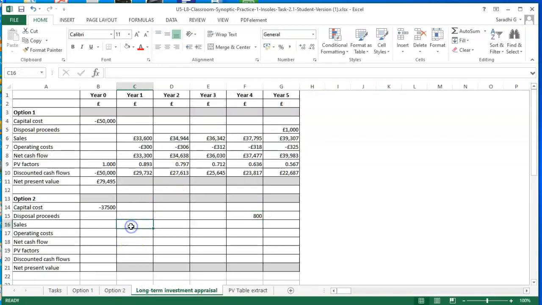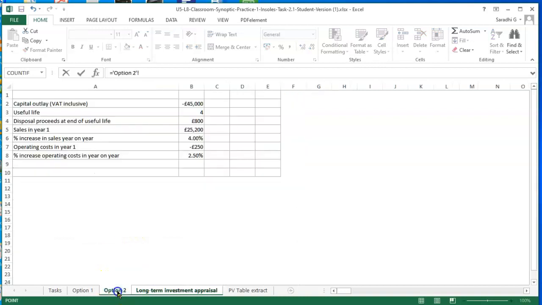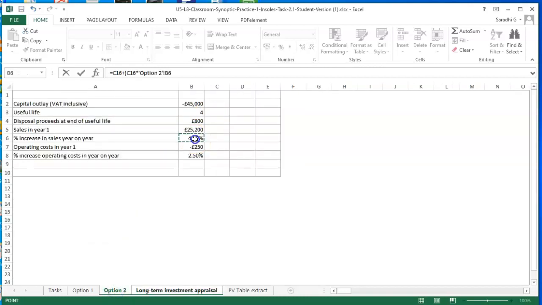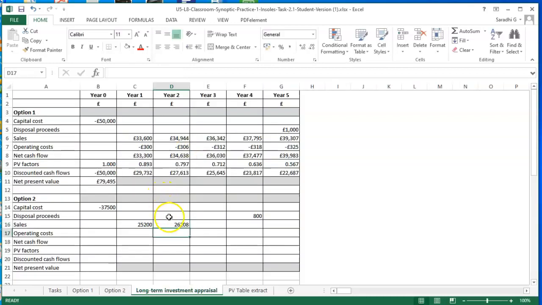Operating sales in the first year is 25,200, and they're increasing by 4% just like before. So equal to 25,200 plus open bracket 25,200 times the increase percentage, which again over here is also 4. Put this in absolute referencing, close bracket. Calculate the same for the remaining 3 years also.